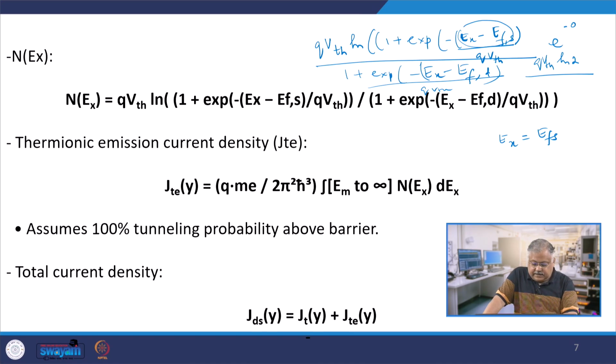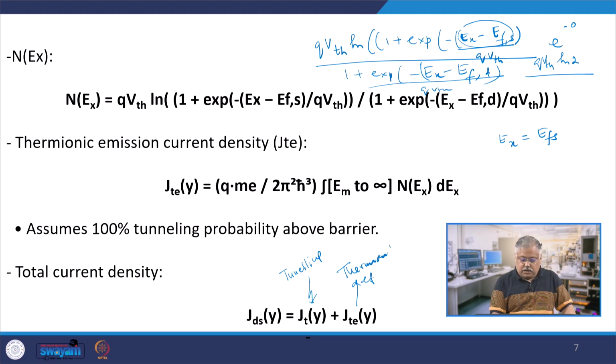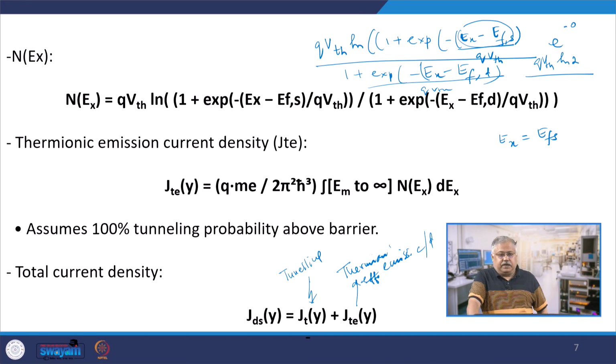Now, the total current density is given by the tunneling current density and the thermionic emission current density. So, J of Ty is the tunneling current density, and J of Tey is the thermionic emission current density. Now, both are to a larger extent temperature dependent, right. So, that is the reason cryogenic operation comes into the picture in both cases.